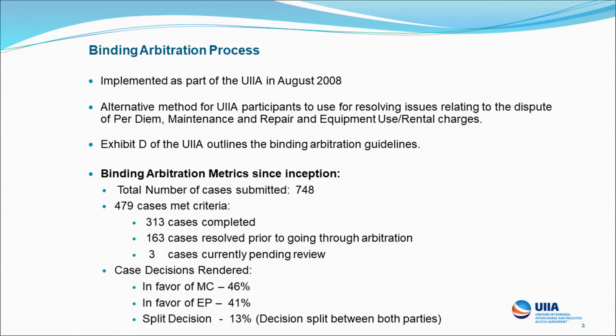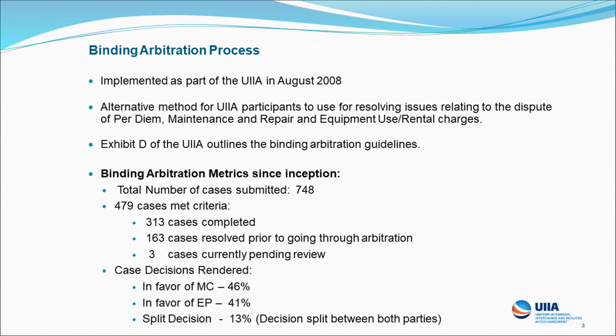The first slide that we're looking at is just some basic statistics about the binding arbitration process. It was put into the UIIA in 2008 as an alternative method for participants to try to reach resolution in invoice disputes regarding per diem and maintenance and repair charges, and recently equipment use rental charges were added as a type of charge as well. Exhibit D of the UIIA outlines the binding arbitration guidelines.